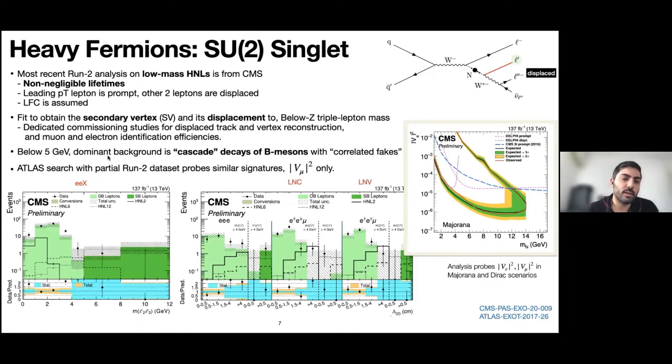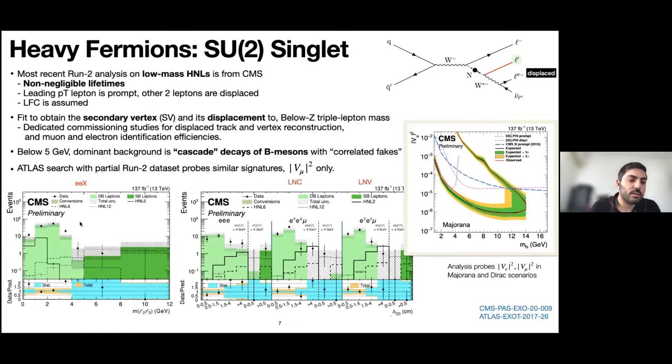And of course, in order to do such things at low pT, you need dedicated studies to make sure that displaced track and vertex reconstruction and lepton identification work as expected. But once you do all that, you end up with a picture which is dominated by, again, our old friends, the B meson decays. In this case, they're not giving you one fake lepton, as I was explaining earlier, but through a cascade decay, B to C, C to light leptons, you actually get correlated double fake or double misidentified leptons from a common source.